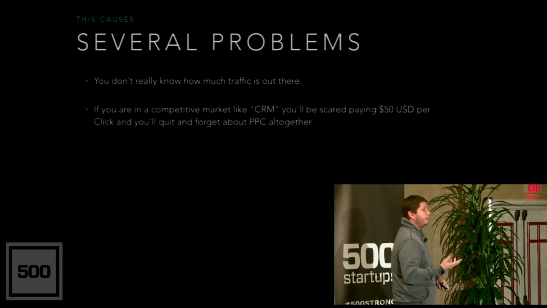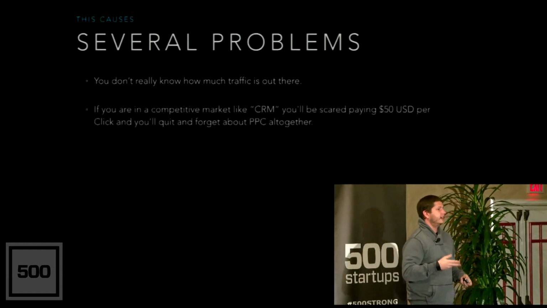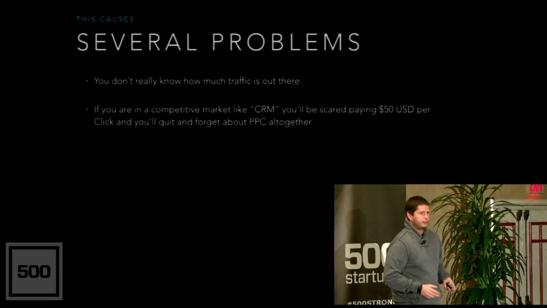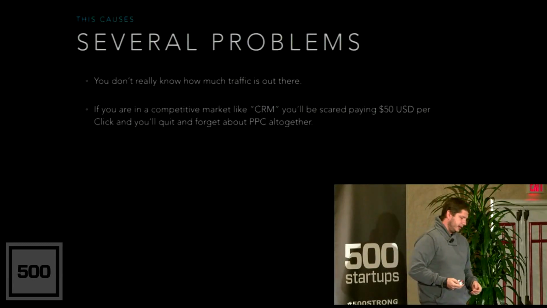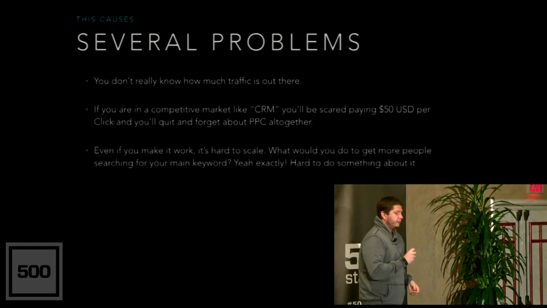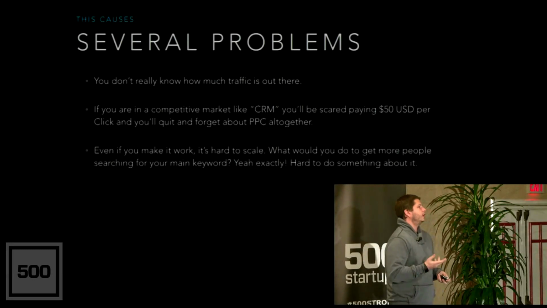So if you're in a competitive market like CRM, and you need to pay like $50 per click to get a click to your website, you will quit very quickly. And even if you make it work, it's hard to scale. What would you do to get more people searching for that main keyword, like social network for cats?